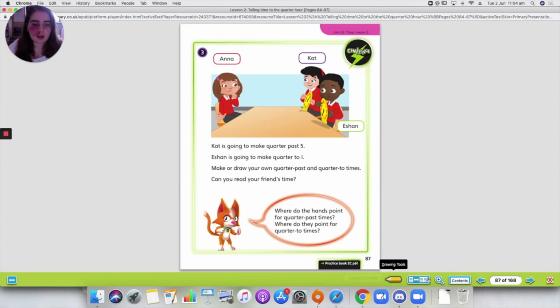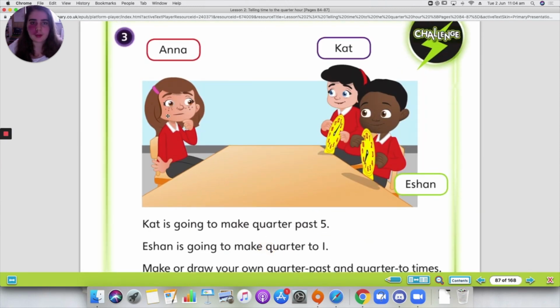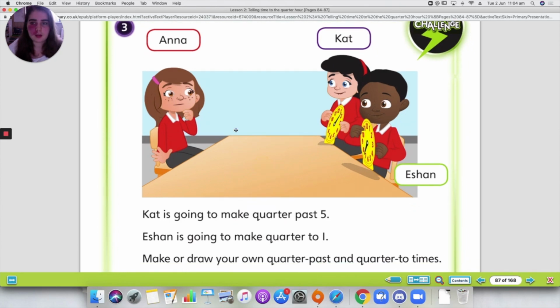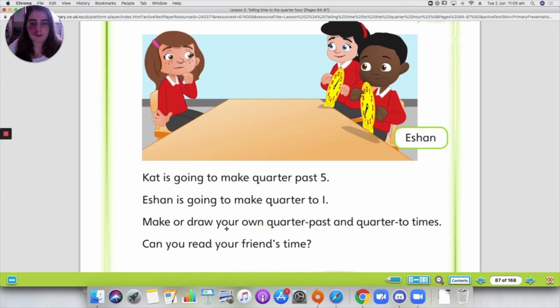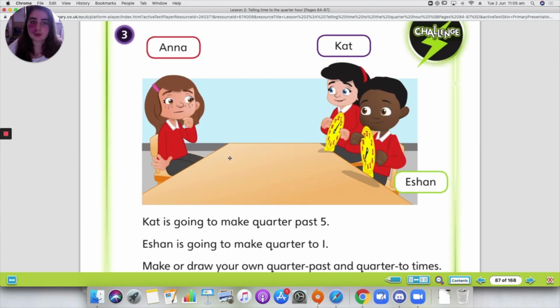Now let's have a go at the challenge. So we've got 3 children here, Anna, Kat and Eshen. Kat and Eshen are making some times on their clocks. Kat is going to make quarter past 5. Eshen is going to make quarter to 1. Make or draw your own quarter past and quarter to times. Can you read your friend's time?